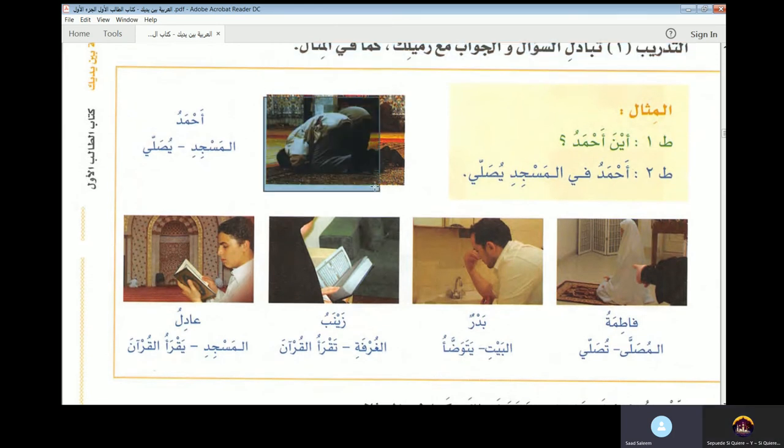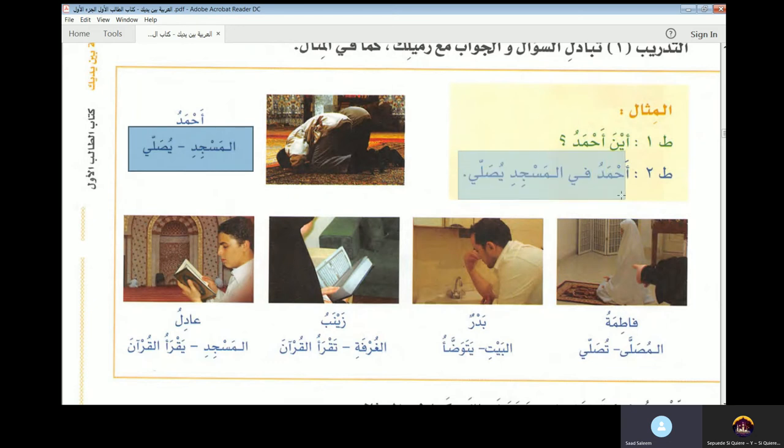According to the picture, the first student will ask: Ayna Ahmad? Where is Ahmad? The second will tell him according to the picture: Ahmad fil masjid, yusalli. Ahmad is in the masjid, he is praying. Yusalli means he is praying. Read the example.